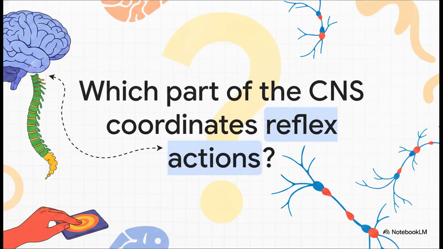Moving on, which part of the central nervous system acts as the coordinator for reflex actions? A, spinal cord, B, cerebrum, C, thalamus, or D, pituitary gland? Remember that side-by-side comparison earlier where the brain was completely bypassed? That makes A, spinal cord, the only logical coordinator for these super-fast reflexes.